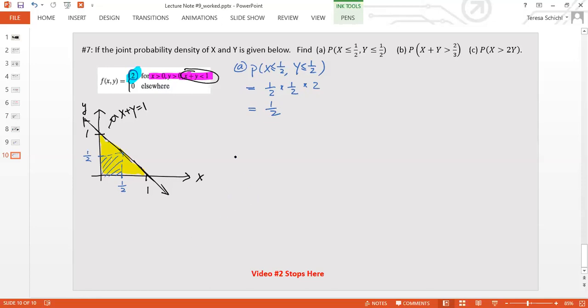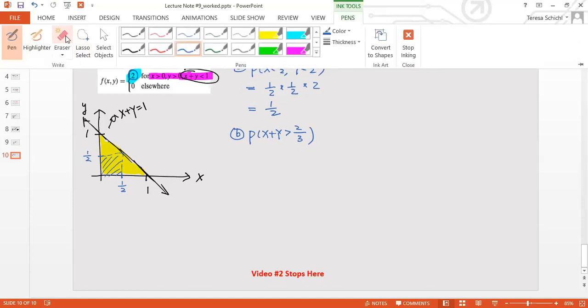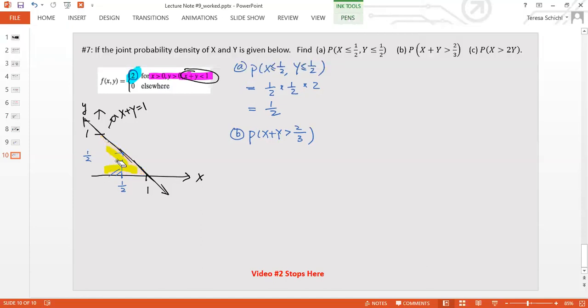All right, so now the second one, if you understand the concept. Now this is the probability x plus y greater than 2/3, okay? Well, if you really want to use the integration, that will probably be pretty difficult to do. So let's take a look, I erased a lot of them, that's fine. Okay, so now this one is x plus y greater than 2/3, right? So let's first graph it.